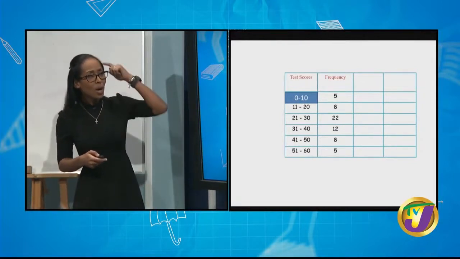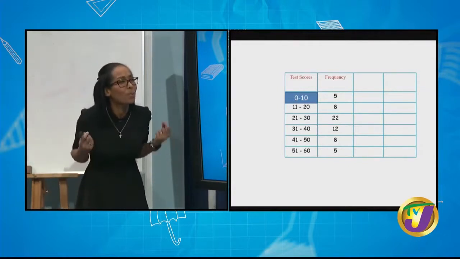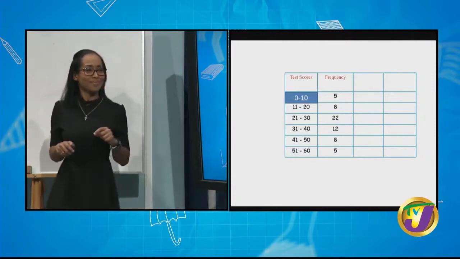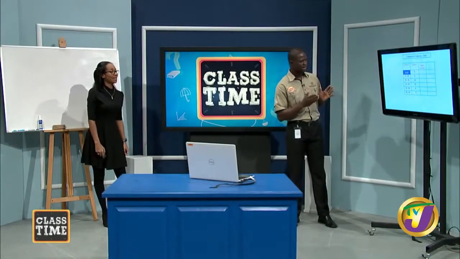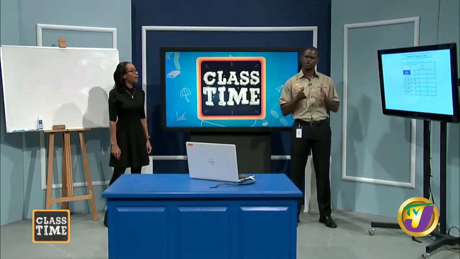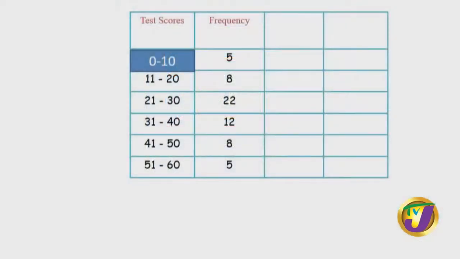Upper boundary. Another term. I'm trying to remember what upper boundary is. Why does the principal need the upper boundary? Good question. With just the frequency, she wouldn't be able to ascertain the performance of the students. She just sees 5 students got 0 to 10, 8 got 11 to 20. She wants to drill down more into the data, so she wants to construct a cumulative frequency table. The upper boundary is very crucial when we are constructing a cumulative frequency table and going to the graph.